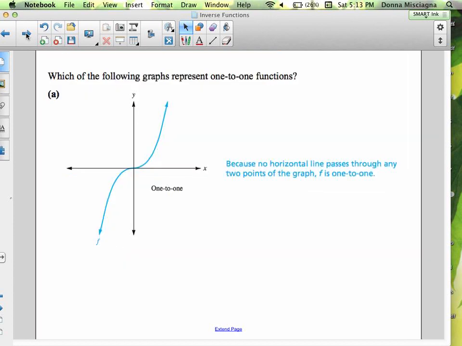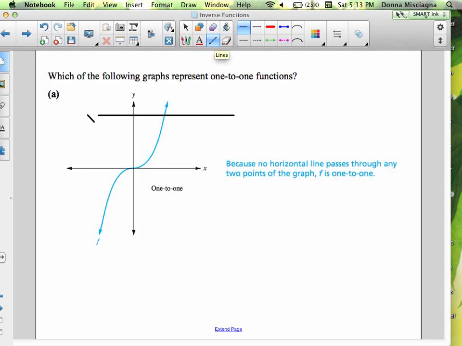So we have two graphs, I put one on each page, otherwise it was too crowded. Which of the following graphs represents a one-to-one function? All right, so now if I draw a line, and because my line is probably not going to be straight, I'm going to use a line tool here. I guess I'll let it be black.